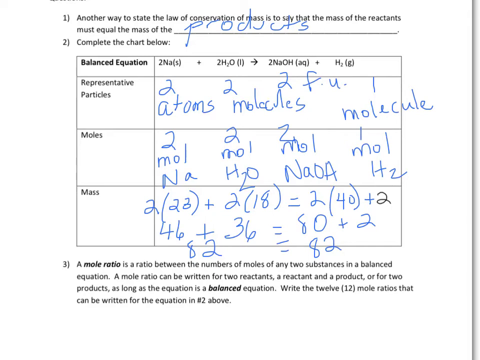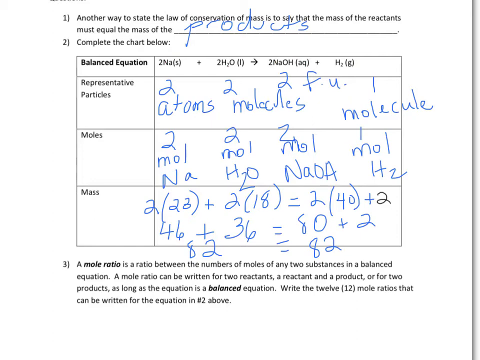All right, so the next thing is something called a mole ratio. It's a ratio between the numbers of moles of any 2 substances in a balanced equation. The mole ratio can be written for 2 reactants, or possibly 2 products, or even a reactant and a product, right? Or maybe another reactant and another product. And all kinds of different combinations are possible, but 2 at a time is how they're written. So what we want to try now, as long as your equation is balanced, you can write those mole ratios.